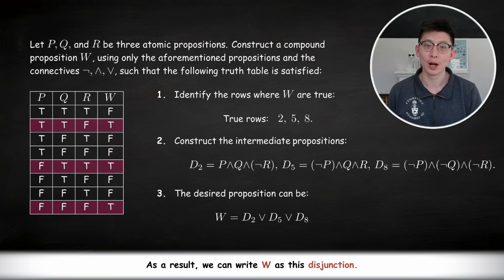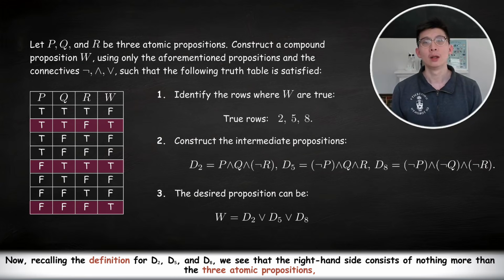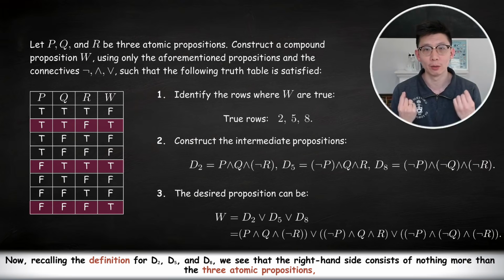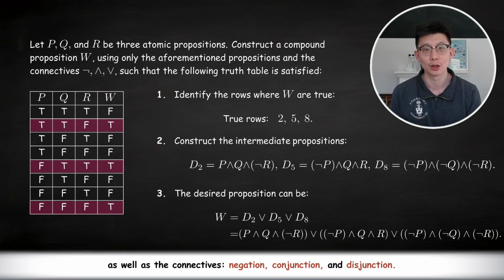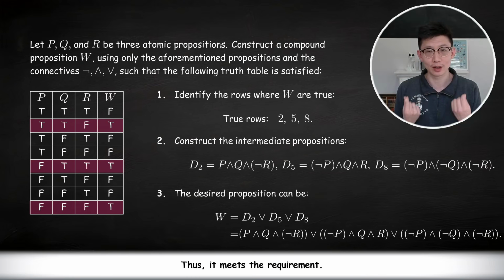As a result, we can write W as this disjunction. Now recalling the definition for D2, D5, D8, we see that the right-hand side consists of nothing more than the 3 atomic propositions, as well as the connectives, negation, conjunction, and disjunction. Thus, it meets the requirement.